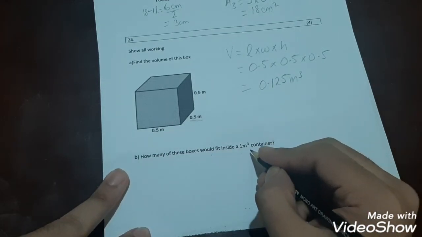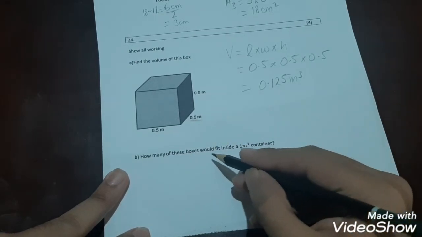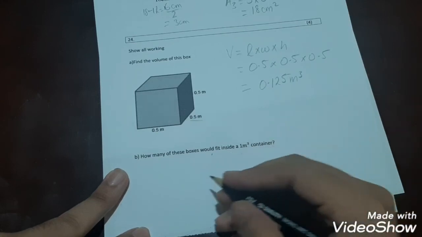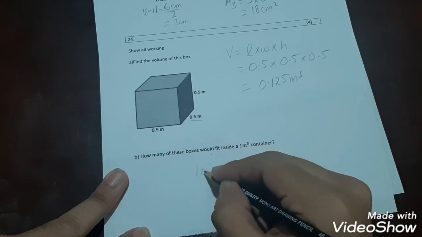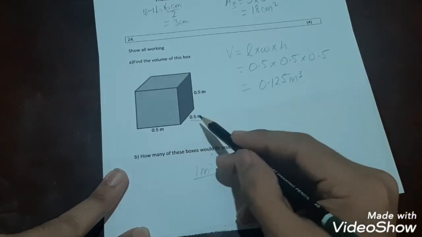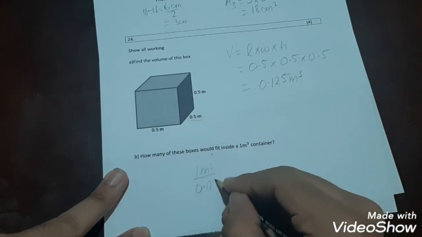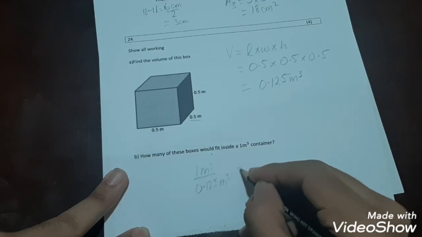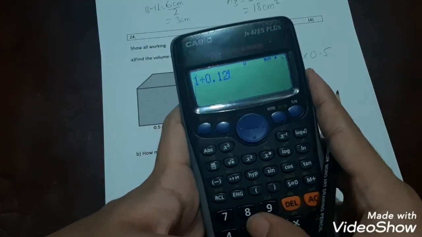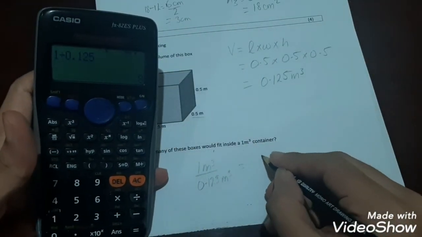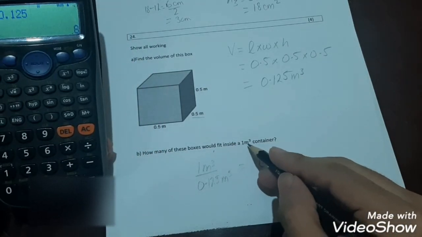Then part B states, how many of these boxes would fit inside 1 meter cube? So in 1 meter cubed, we have the volume of this box, which is 0.125, and how many of these boxes will fit in a 1 meter cube container. So we have the volume of the big container, which is 1 meter cubed, divided by the volume of the box, which is 0.125 meter cube. So we will use the calculator and write 1 divided by 0.125, and this will be 8 cubes. So 8 cubes could fit in 1 meter cubed container.